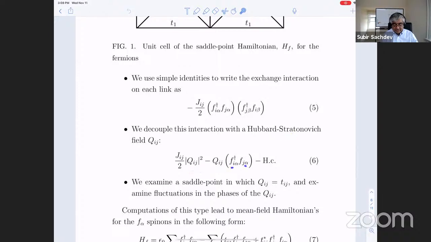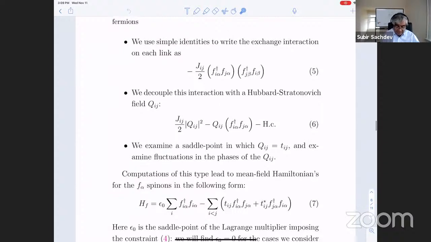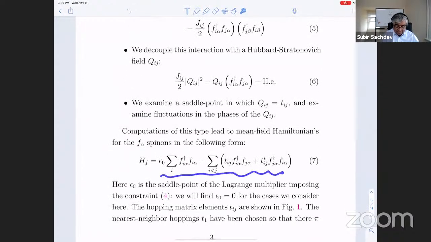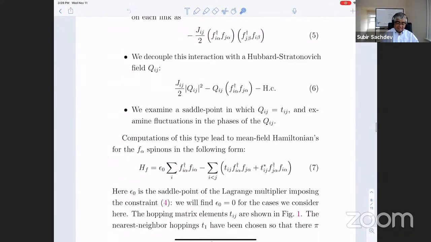Notice now it's F dagger F rather than S dagger S dagger as we had before. And then you just replace Q by an average value. So when you do that, you get some free fermion Hamiltonian. There's also an on-site term that imposes the constraint. And it turns out here that there's a very simple solution of the constraint that this is just zero. By particle hole symmetry, you want to be at half filling, and so the chemical potential is just zero.